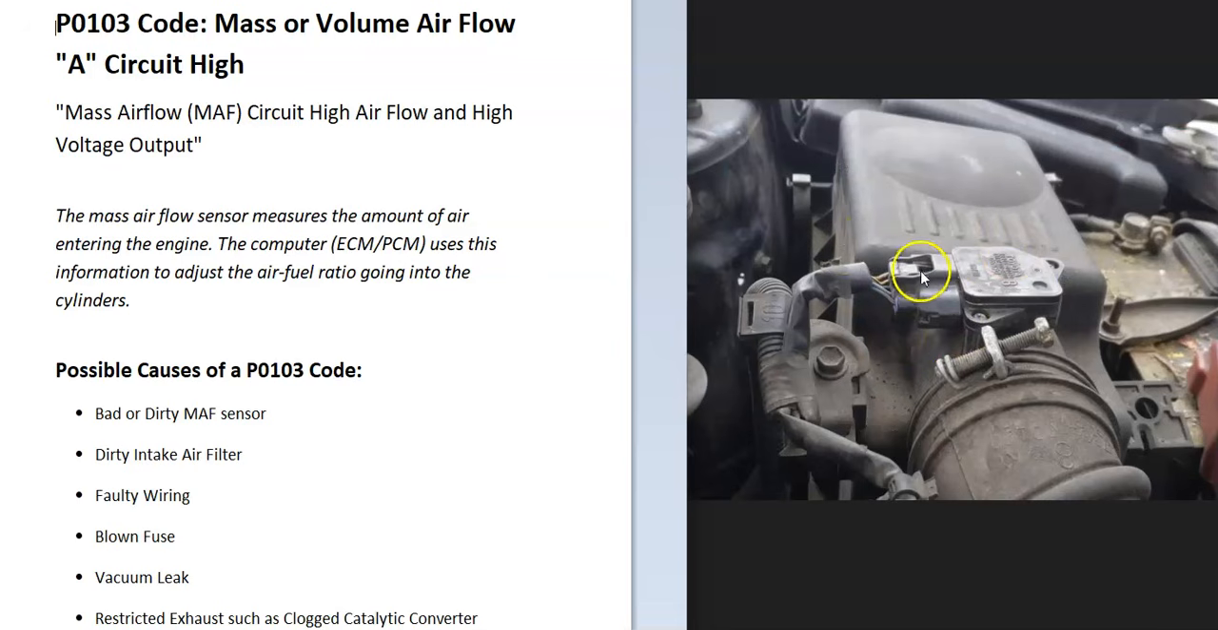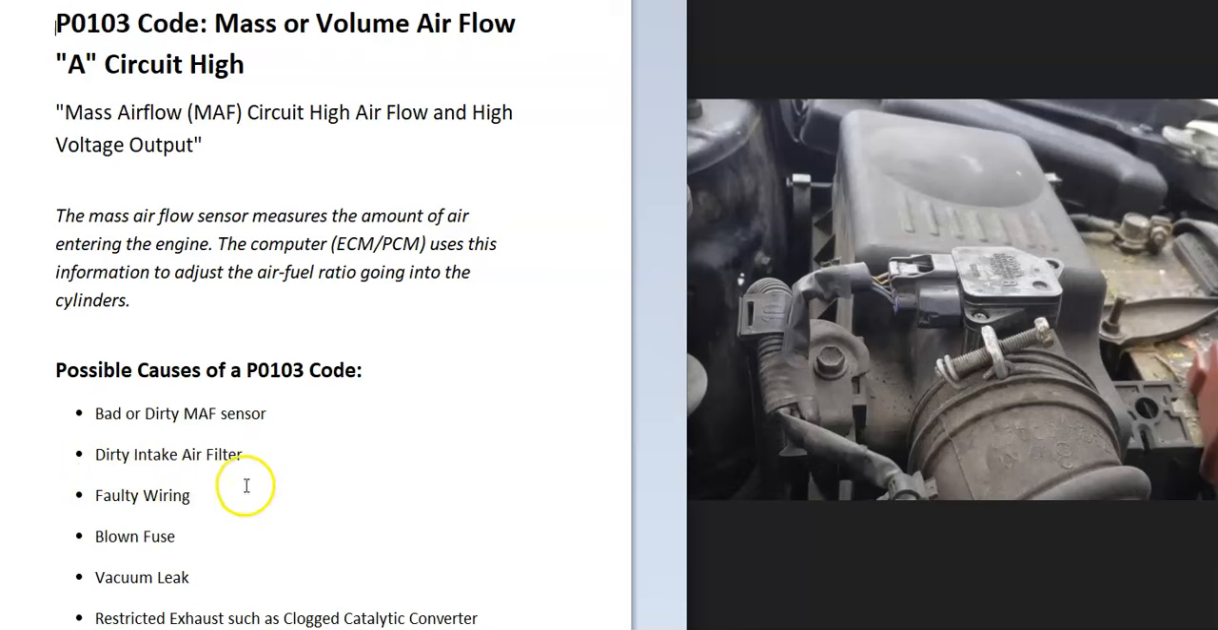Well, there's a mass airflow sensor that's located near the air intake box, and it measures all the air that's going into the engine. And then the onboard computer uses this information to adjust the air-fuel ratio mixture that goes into each cylinder. And the onboard computer is seeing a problem with this, so it's going to have to be troubleshooted on why.